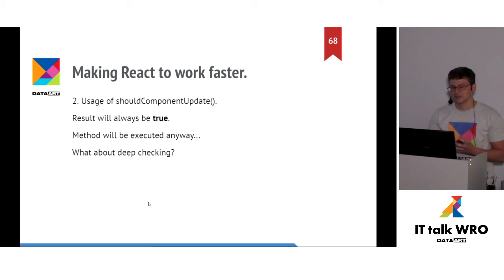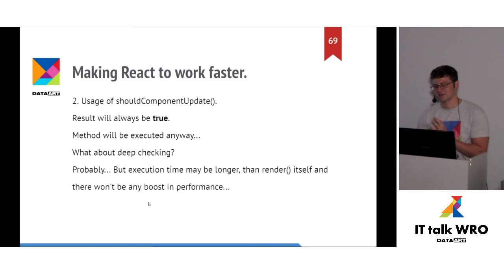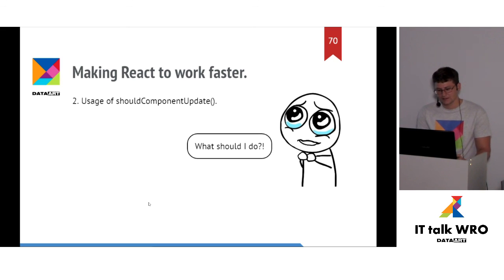What you can do is make a deep check inside of your shouldComponentUpdate, but it's probably not a good idea because the execution of this deep check might take longer than the render method itself, and there won't be any boost in performance. So what should I do in this case? We've got two different options and none of them are good for us.